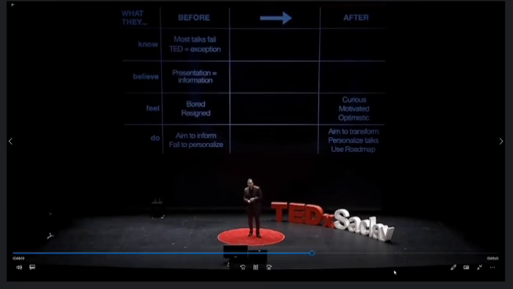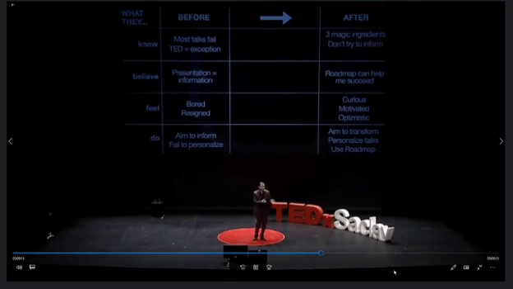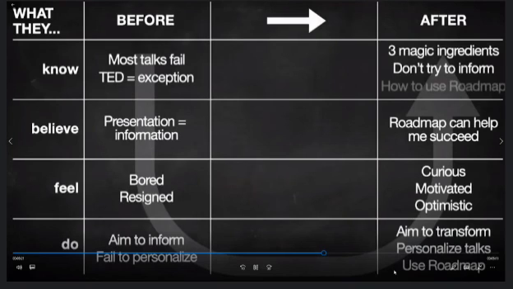What do they need to believe to feel those things? Well, they'll need to believe that the roadmap can actually help them to succeed in their presentations. And then lastly, well, what do they need to know to believe, feel, and do those things? Well, they'll need to know the 3 magic ingredients. That's pretty basic. They'll need to know presentations are bad at information, but great at transformation. And they'll need to know how to use the audience transformation roadmap.